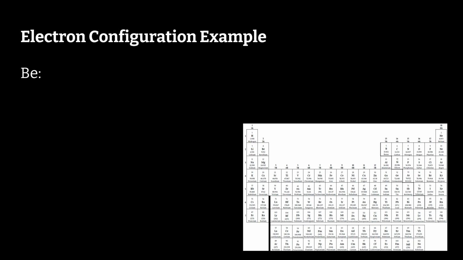Let's take a look at beryllium. Starting from the beginning, we're at energy level 1. We enter into the s block. It is able to hold 2 electrons. Now we drop down an energy level. So now we're in energy level 2. We enter into the s block, and it is able to hold 2 electrons. So 2s2 would be the electron configuration for beryllium.